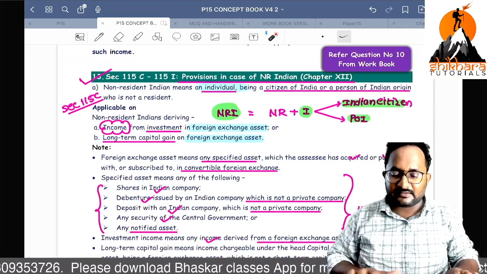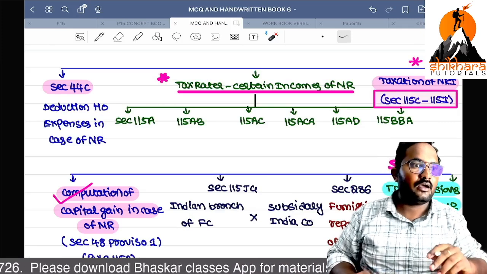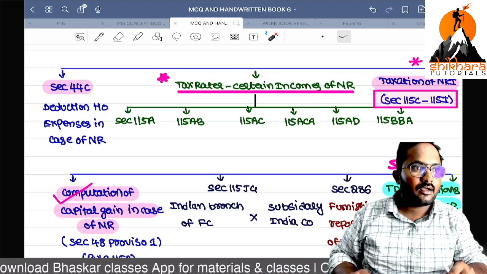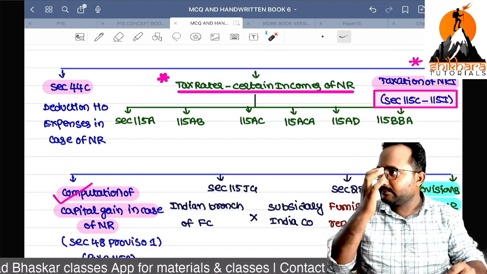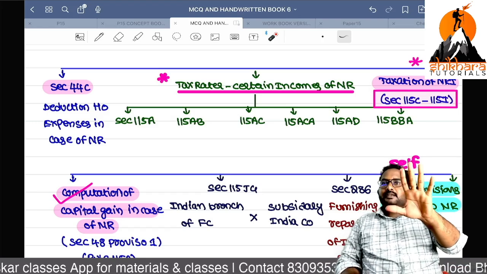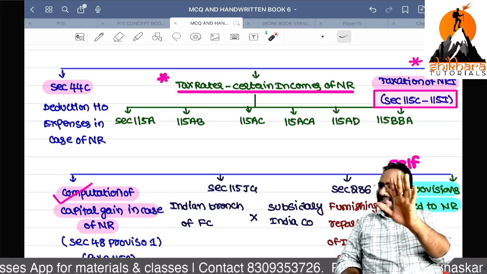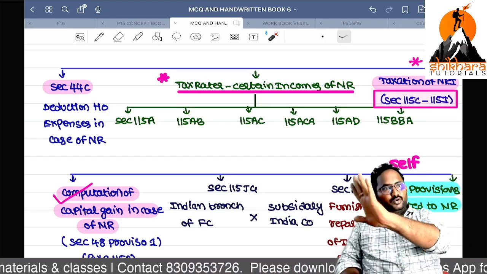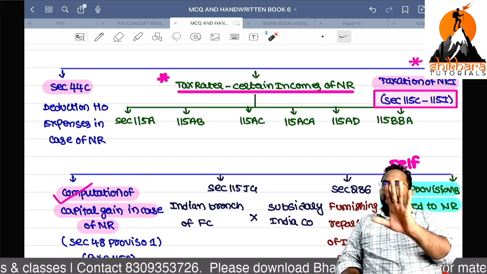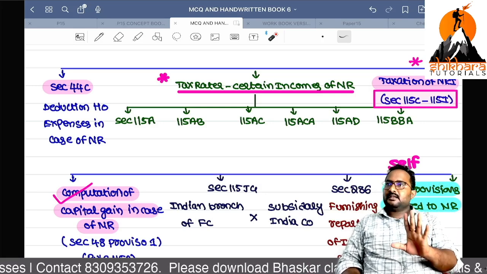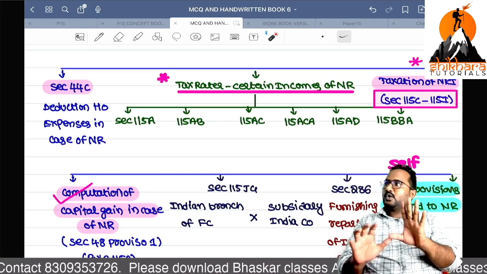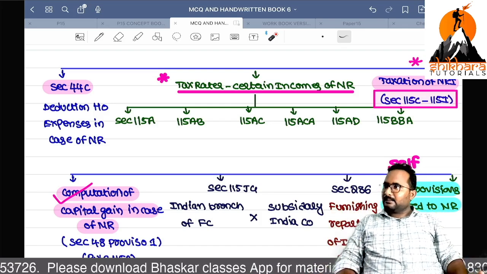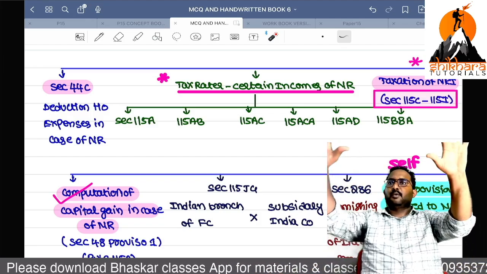Now, next concept, listen carefully. Doubt: why, sir, did they take the old regime? One thing, normally in your exam, if they have not mentioned any tax regime for individual, HUF, AOP, BOI, AJP, you have to follow the default tax regime only, that means 115BAC. Otherwise you can take that assumption and follow the old regime also. In the last attempt, they took the same thing and gave both answers.